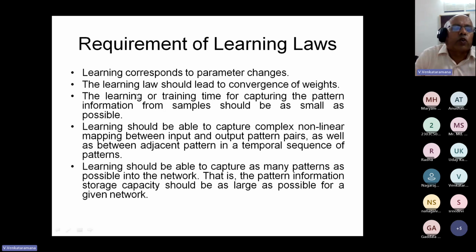This is about the requirements of the learning law. The fourth one, if you see, learning should be able to capture complex nonlinear mapping between input and output pattern pairs. Strictly speaking, what this neural network is doing is a mapping problem. I am showing input data, giving first input, I am getting error, and backward I am modifying the weights. Once again I give input, and the process continues. That is, it is mapping between input and output, if you take it from a statistical point of view.